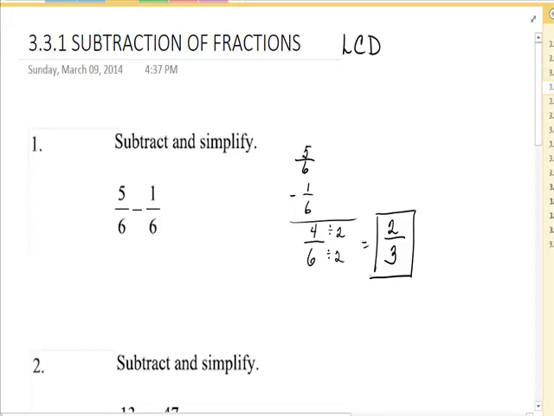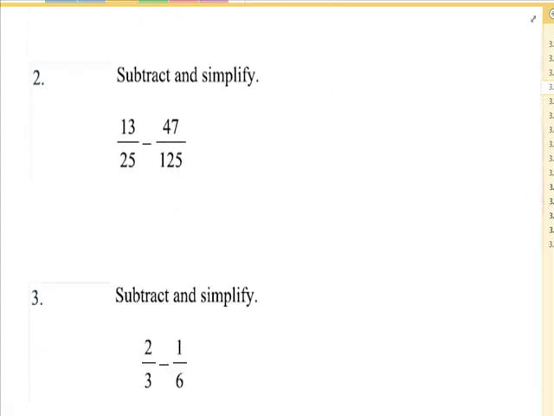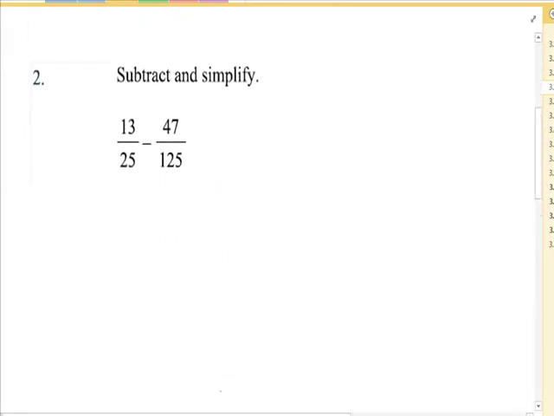All right, let's take a look at the second one. Give myself a little space. All right, I have 13/25, and I'm supposed to subtract 47/125ths. Now, there seems to be a relationship between these numbers. Will 125 work as the common denominator? Well, let's see. Does 25 go into it? And the answer is yes. It goes in 5 times. 5 times 5 is 25.